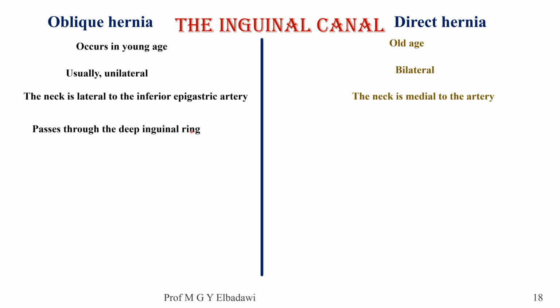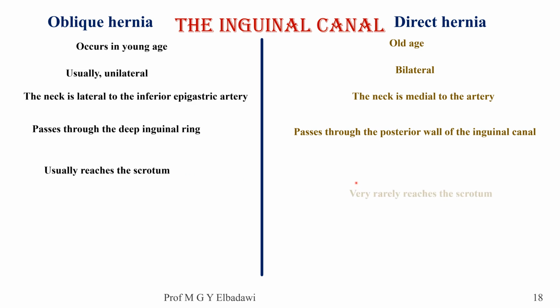One passes through the deep ring, but that one, as we said, passes through the posterior wall of the canal. The oblique usually reaches the scrotum. The direct very rarely reaches the scrotum. We said the oblique passes through the deep ring, and then can pass through the superficial. That one which does not pass through the deep ring will not pass through the superficial one.